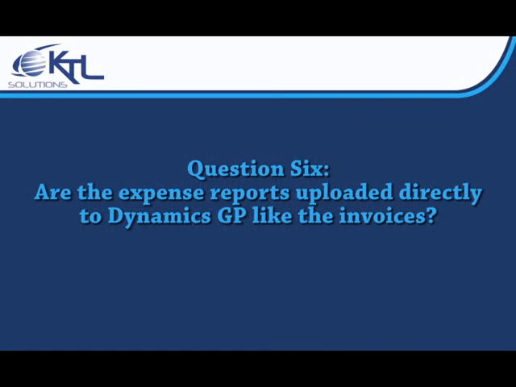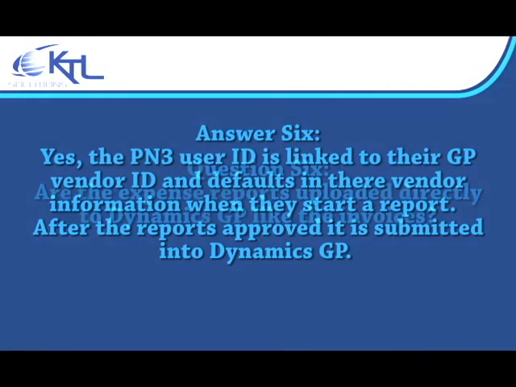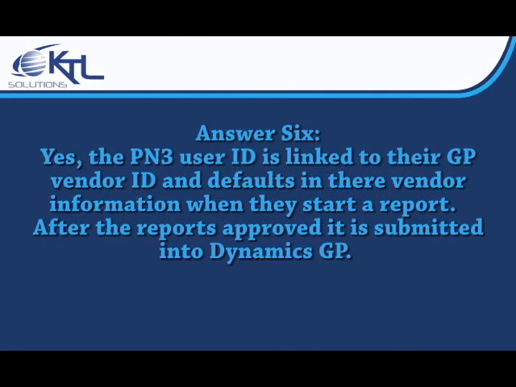And those are electronically uploaded into Great Plains just like the invoices would be. That's exactly right. We link their user ID to their Great Plains vendor ID, so when they're filling their report out, it defaults in their vendor information. They fill it out, it gets fully approved, it goes to AP for review, and it goes into GP just like any other voucher would.